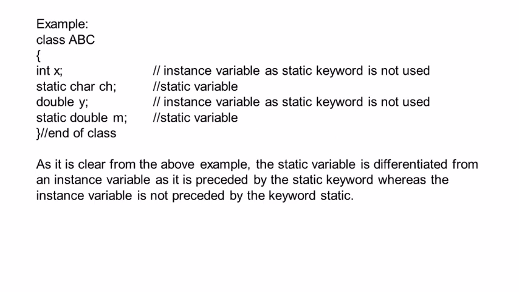Let us see an example here. There is a class ABC in which we have declared certain instance variables and static variables. Here, in this example, x and y are instance variables as the static keyword is not used, whereas ch and m are static variables as the static keyword is used. So the static keyword is used to differentiate between an instance variable and a static variable.